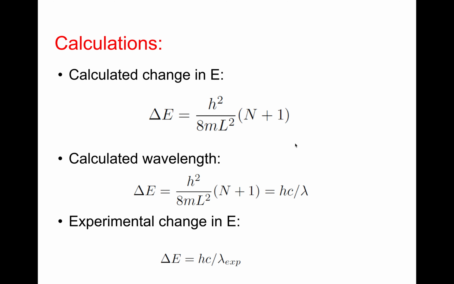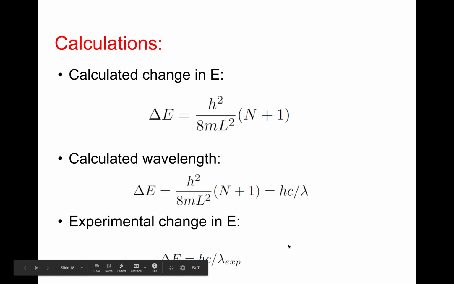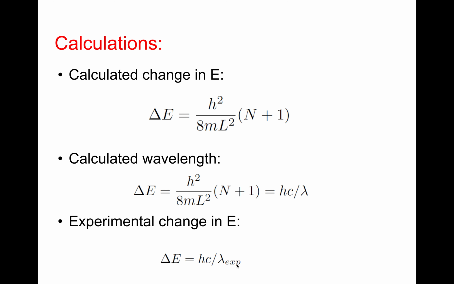We're going to calculate the change in wavelength. We just calculated the delta E, but delta E is hc over lambda, so you solve for lambda. You're also going to calculate the experimental change in energy, okay? You look at your data, or the data I provide for you, and you find the peak absorbance, and again, delta E is just hc over lambda, okay?